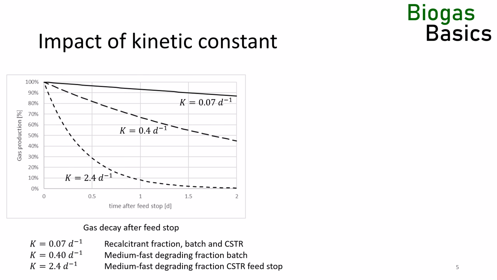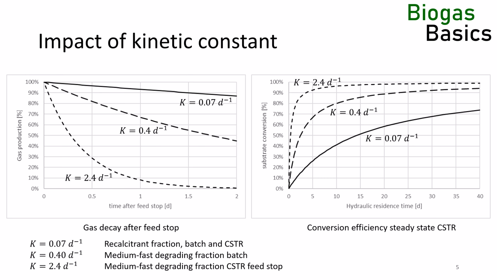When comparing multiple feed stops over a longer period, kinetic constants change slightly from feed stop to feed stop, ranging somewhere between 1 and 2.5 day to the power of -1. Let's project these numbers to a steady-state CSTR. Here are the conversion rates for the steady state. For a typical single-stage CSTR with a residence time of 20 to 30 days, the slowly degradable fraction is converted by 58 to 68%. Depending which reaction constant we use for the medium fast degradable fraction, the conversion is 89 to 92% or 98 to 99%.